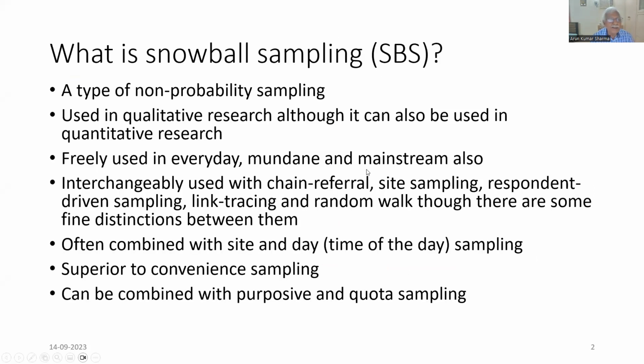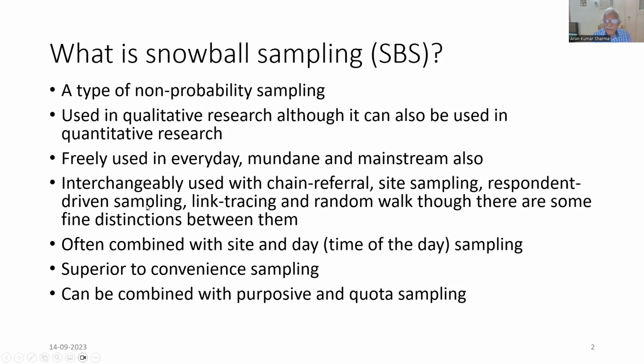What is snowball sampling? It's a type of non-probability sampling. Normally, we say it's a type of non-probability sampling, although it has also been used in a framework of probability sampling. Mostly, it is used in qualitative research, although it can also be used in quantitative research. Snowball sampling is freely used in everyday, mundane, and mainstream also.